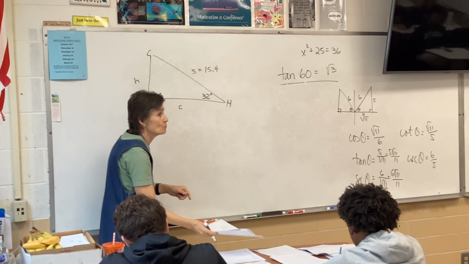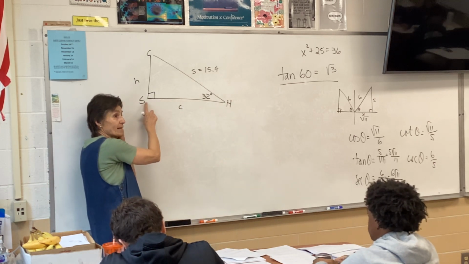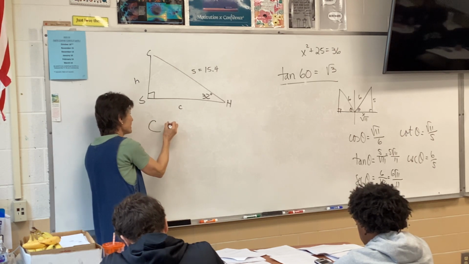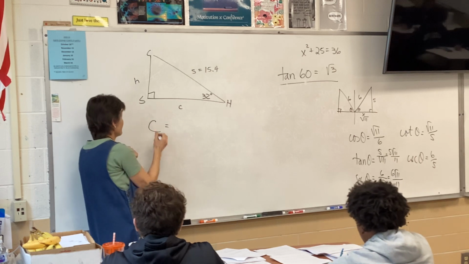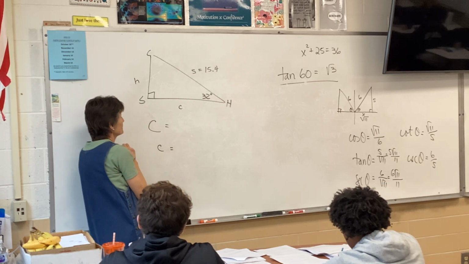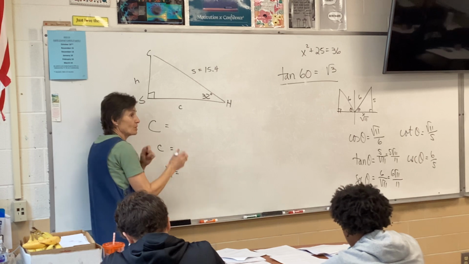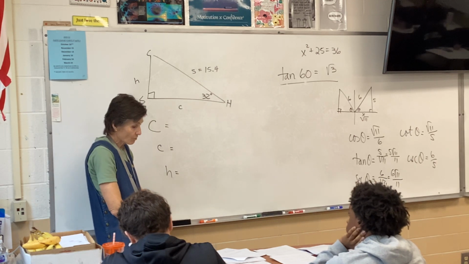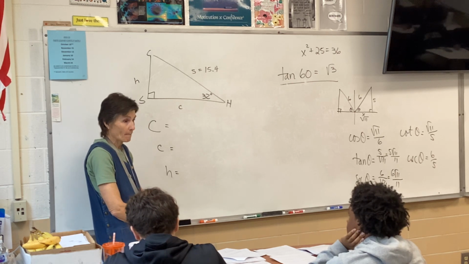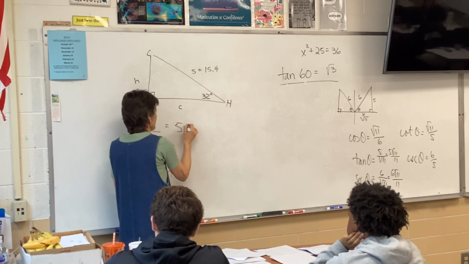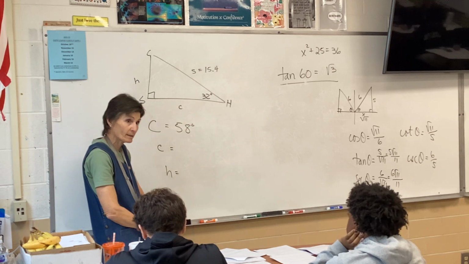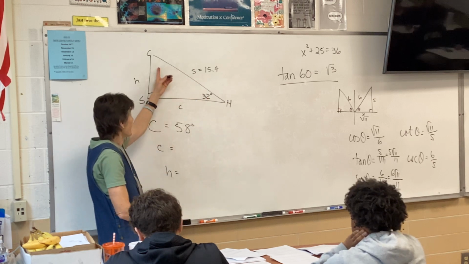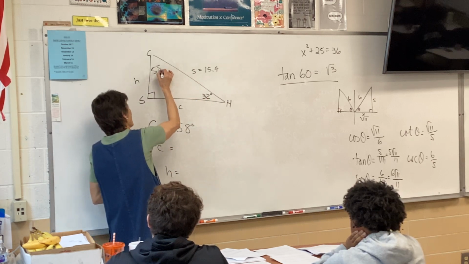They tell me that angle H is 32 and that side s is 15.4. My job is to find everything else. Obviously, I know angle S is 90. So I have to find angle C, side c, and side h. That's my job. We know angle C is 58 because the angles of a triangle add up to 180. These two add up to 90, so that's a gimme.